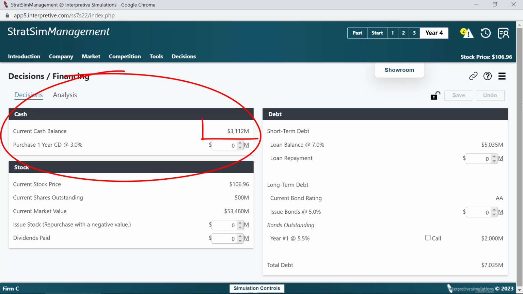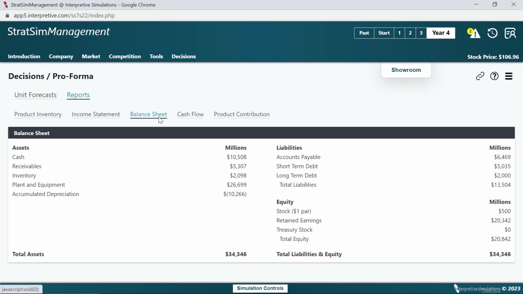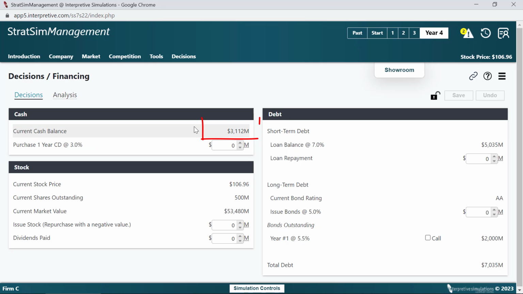You can see about $3 billion on hand in cash. And before we get into any decisions yet, let's understand what that cash is and what it means. Because on the pro forma balance sheet, it says we have $10,508 million in cash. So what gives? Well, the current cash on hand at the start of this year is in fact the $3 billion as shown on the financing screen.